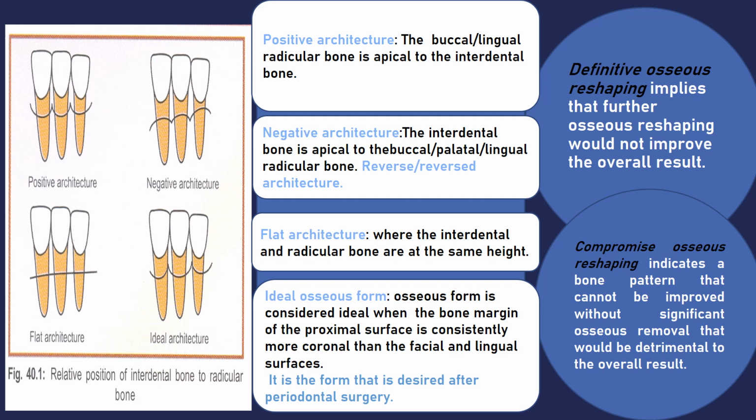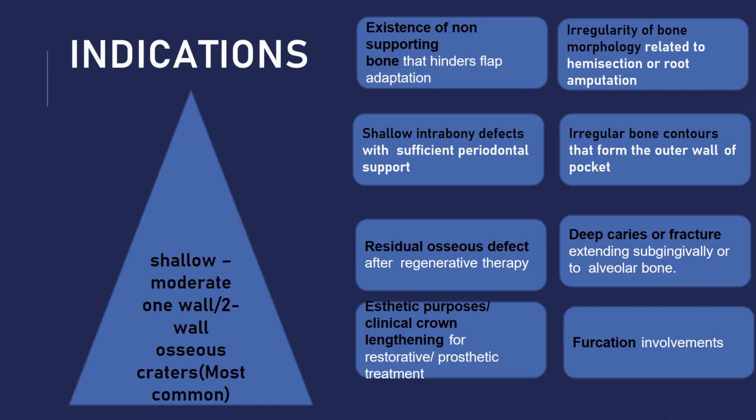So these are the two types of osseous reshaping. If you want, you can go through it; otherwise, it's not that important. I just want to describe what definitive osseous reshaping and compromised osseous reshaping are.